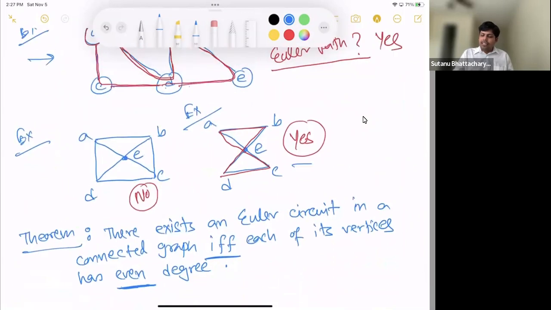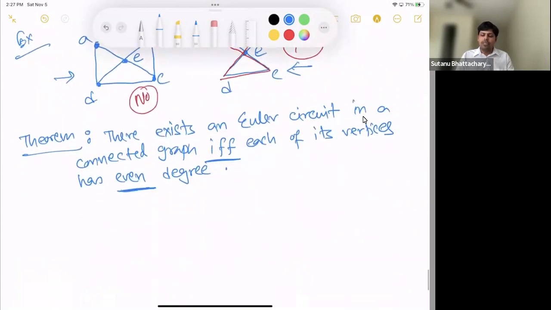And also in this graph, choose any vertex, E. The degree of E is 4, which is even. Degree of D, C, B, A, all are even. The degree is 2 for those. And here you will see for this vertex A, the degree is 3. Vertex B, degree is 3. Vertex C, degree is 3. Vertex D, degree is 3. So there should not be any Euler circuit. So it is an important theorem.